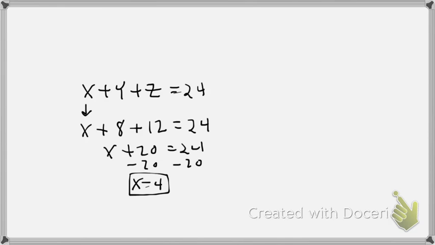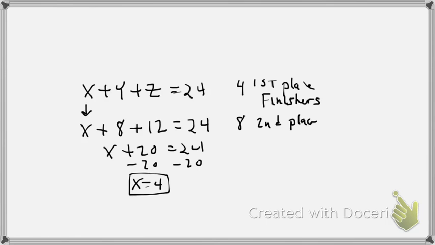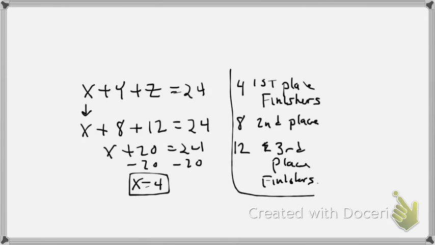So to answer the question, it appears that I have 4 first place finishers and 8 second place finishers, and then 12 third place finishers. So this would be the answer. What I would do before I turn this in is double check everything makes sense. If I add all these up, I want to make sure I get 24. 4 plus 8 plus 12 is 24 total athletes.